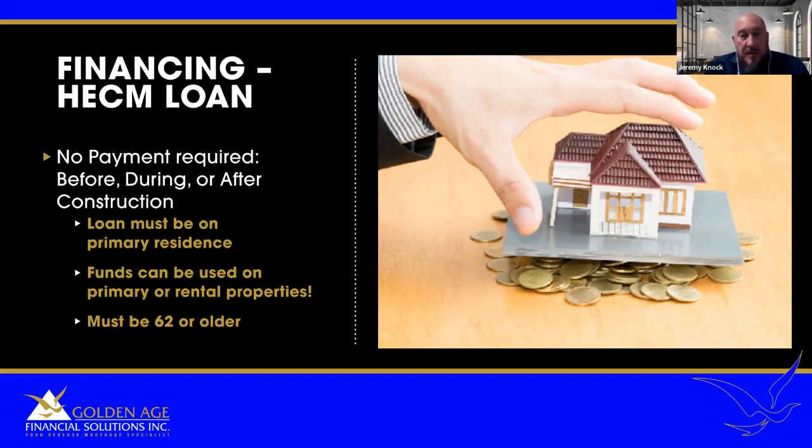So one of the things I do want to mention though, with this, they do have to be at least 62. Now, if a spouse is younger than 62, we can work with that. It's called a non-borrowing spouse. The non-borrowing spouse in California still gets all the same protections as a borrowing spouse. They can stay in there until they pass away, even if the borrowing spouse predeceases.